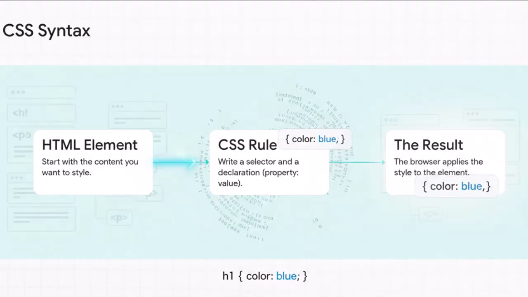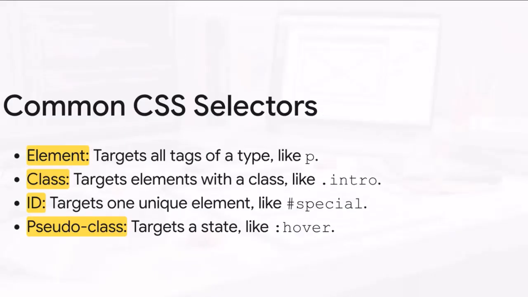Simple as that. But wait, how do we find the thing in the first place? Well, we use what are called selectors. You can be really broad and target every single paragraph on the page, or you can get more specific by creating a class to style a whole group of items the same way. For something really unique, you can use an ID to pinpoint just one specific element. And here's a cool one. With pseudo-classes, you can even apply styles based on what the user is doing, like making a button change color when you hover your mouse over it.